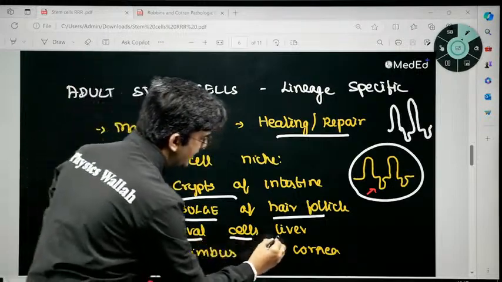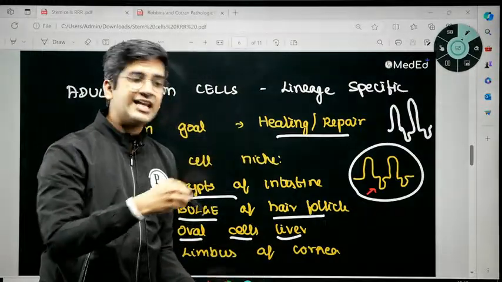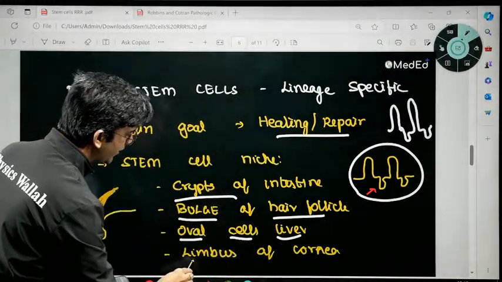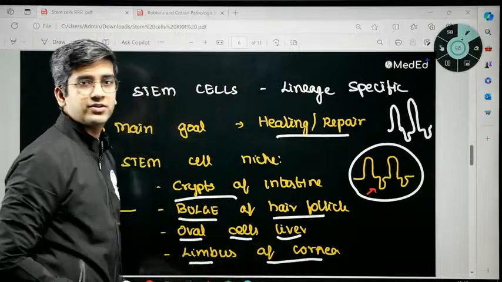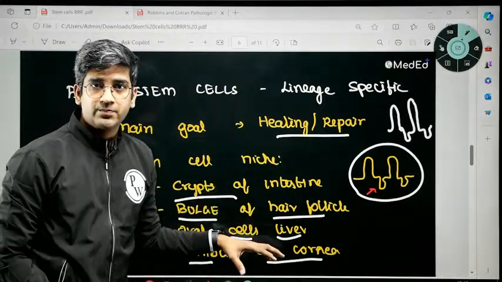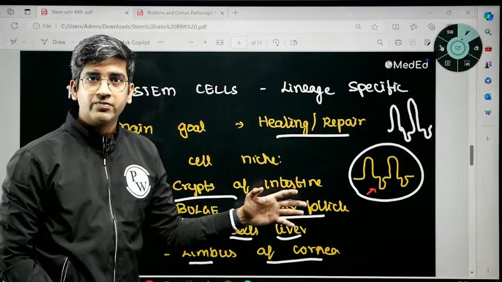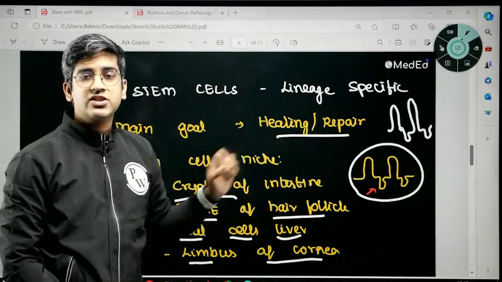Oval cells are the cells in the liver, seen around the canals of Hering. I'm sure you must have heard about the canals of Hering, right? And also we have stem cells in the limbus of the cornea. These are a few locations. The subventricular zone of the brain has stem cells for the brain, right? These are the locations where the adult stem cells are preserved.